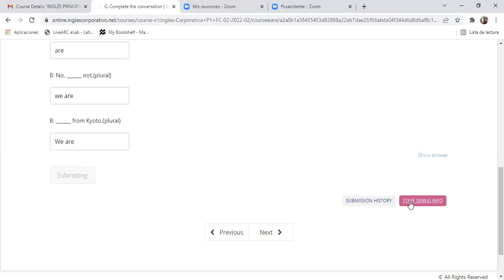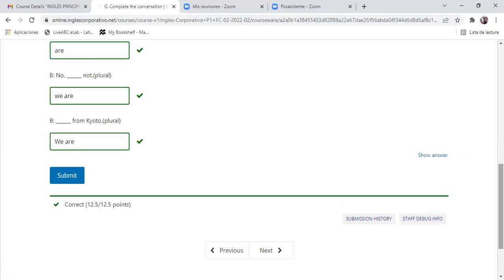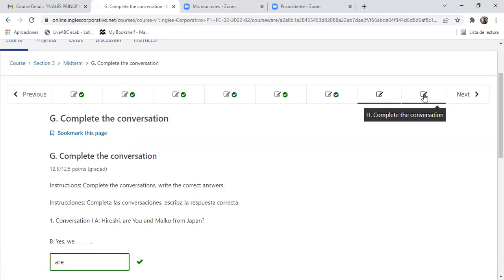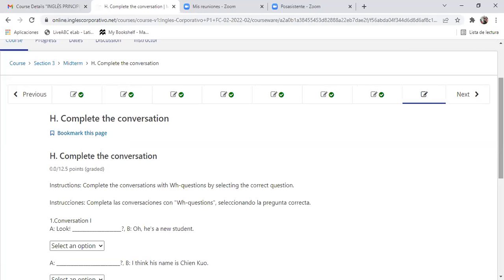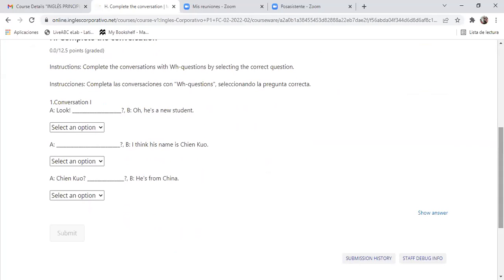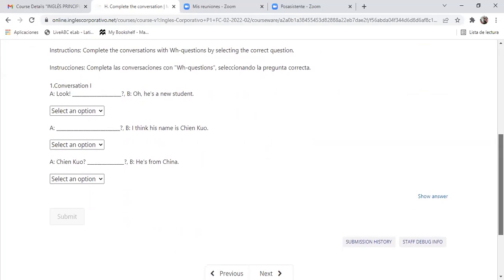Okay, let's find out. Let's see. Very good. Okay. We got them all right again. My goodness. Let's see. Complete the conversations with WH questions by selecting the correct question. Now look, this one looks familiar, huh? Who's that? Where is he from? Or what's his name? Who's that? Oh, he's a new student. I think his name is Chiu Ku.